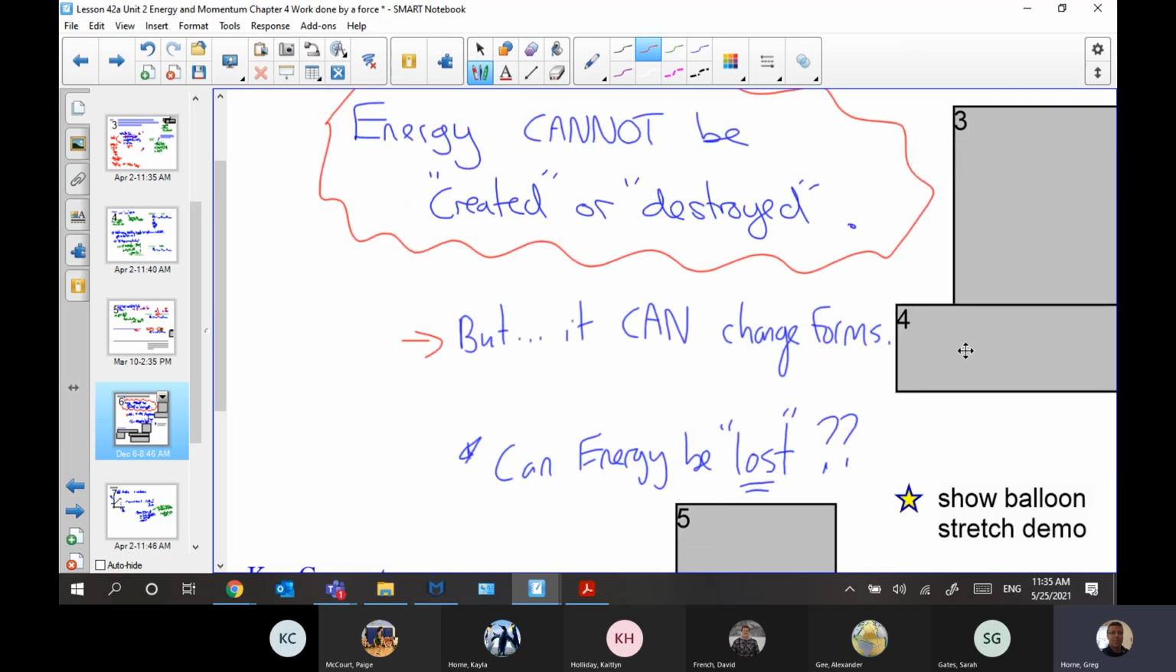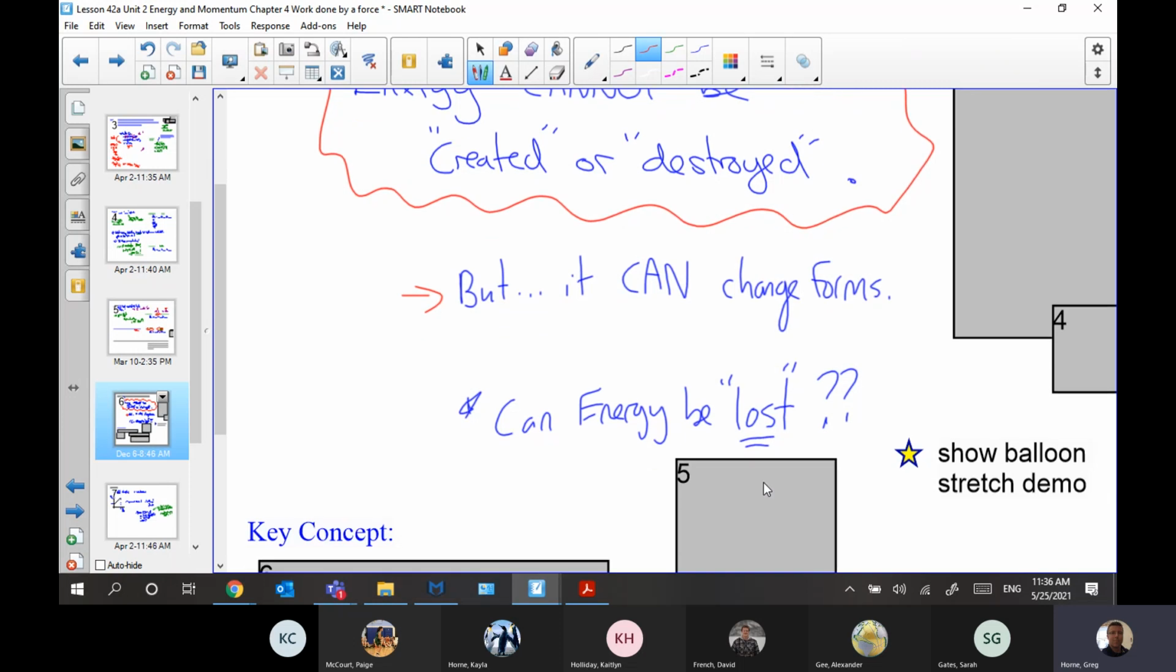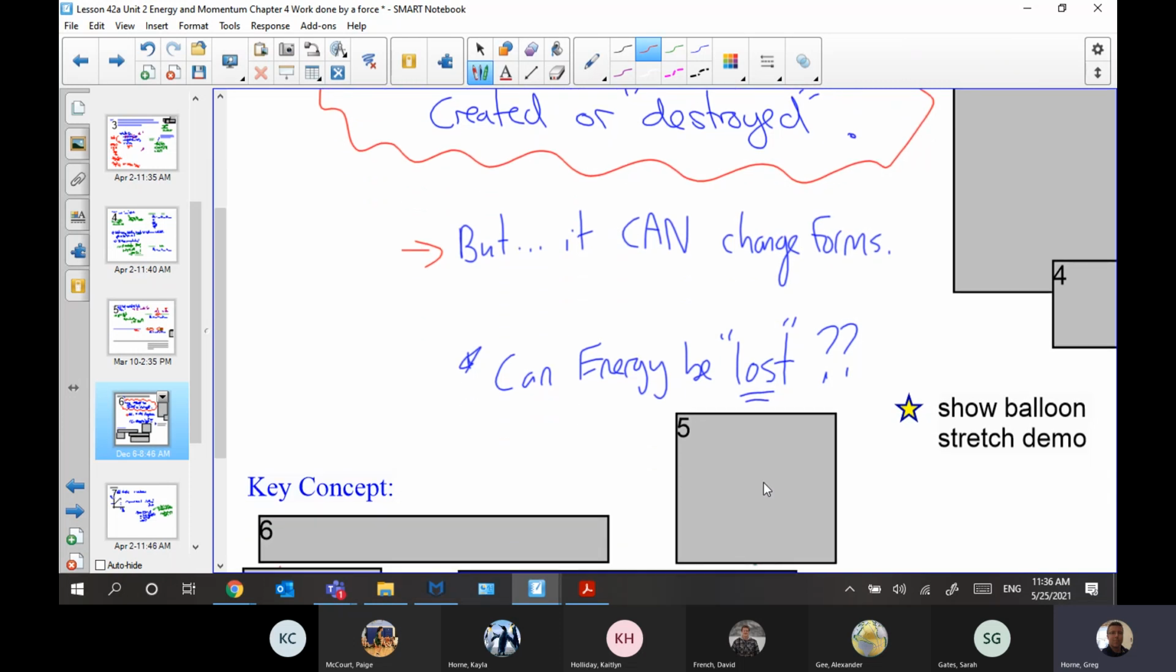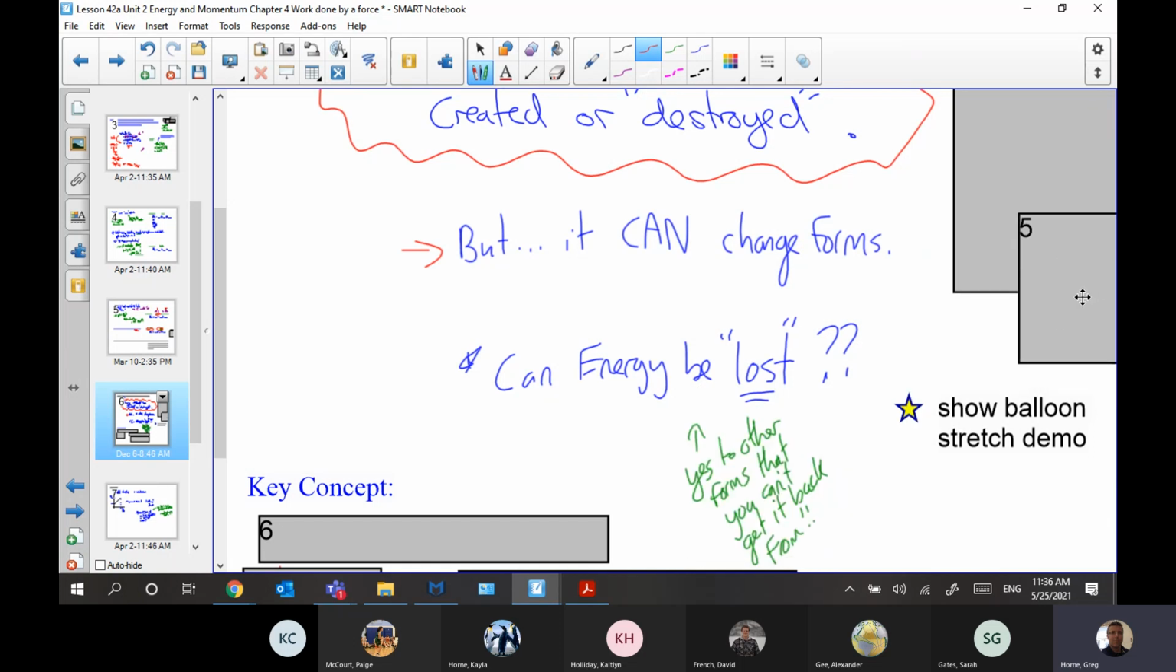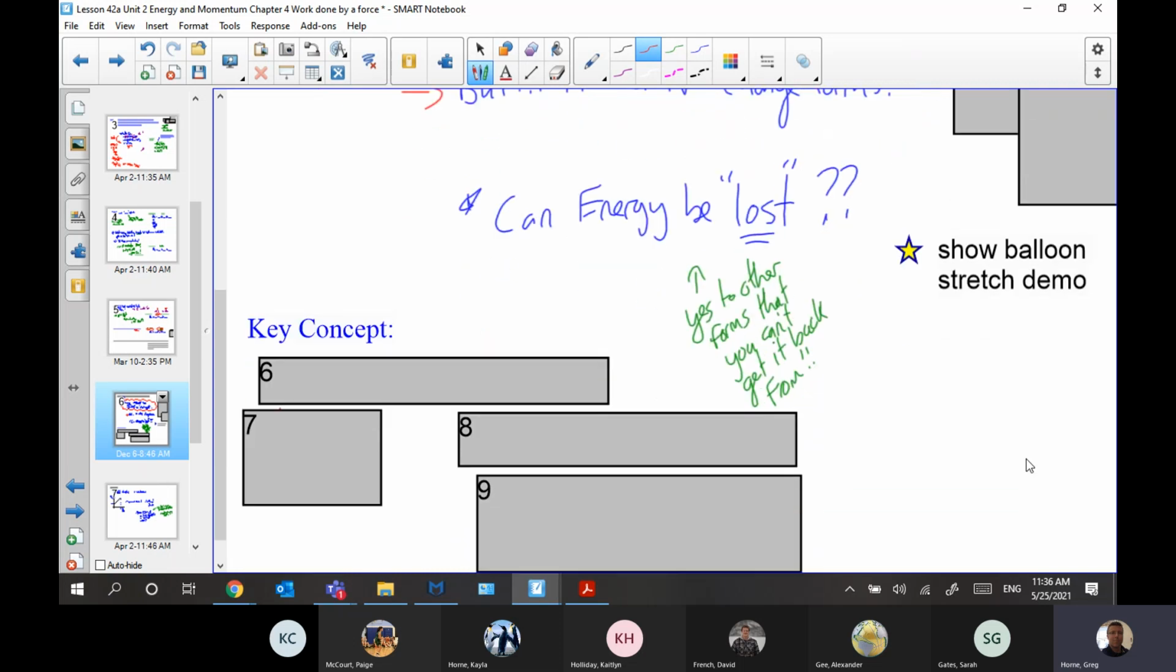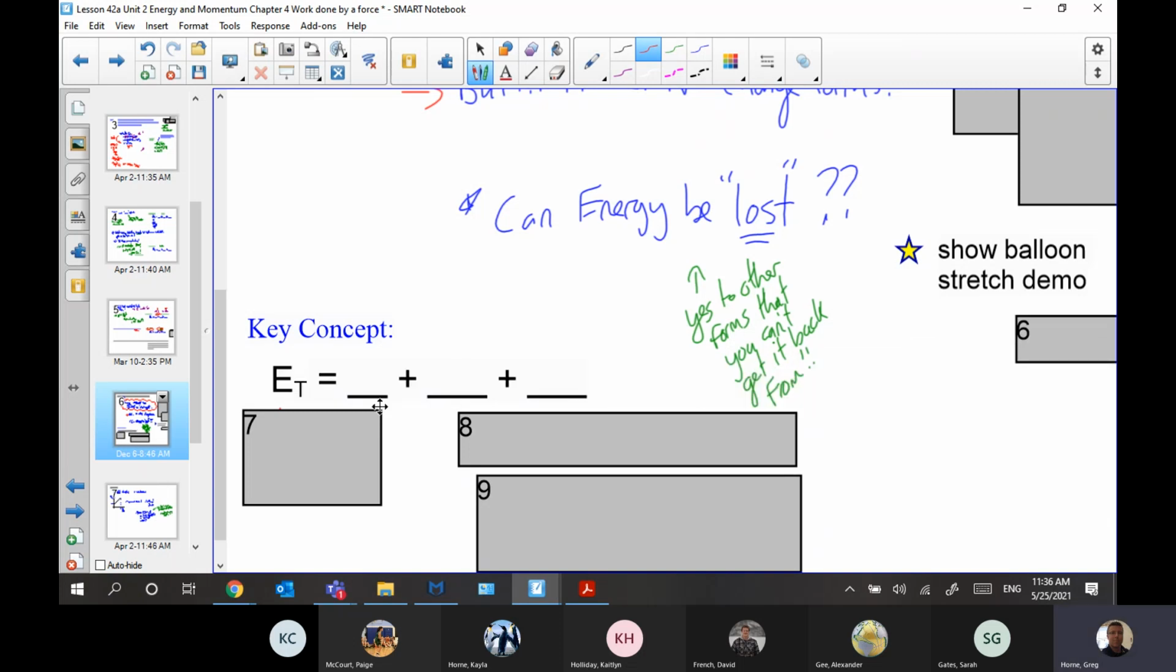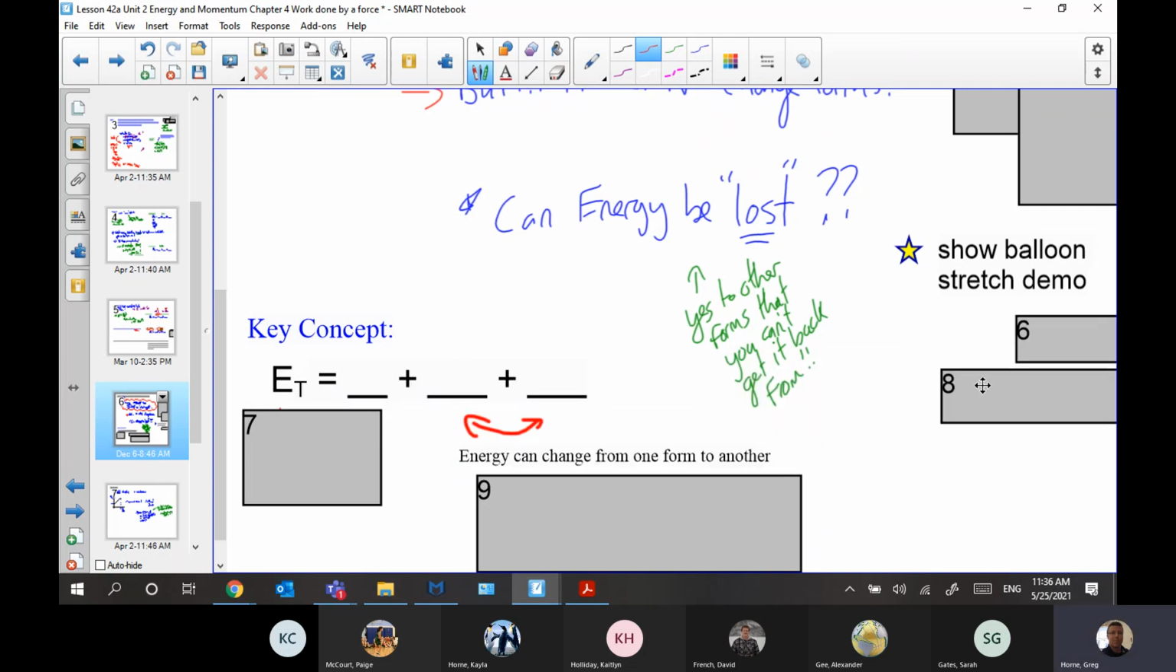It can change forms. Can it be quote unquote lost? Like, can it go to other forms and you can't find it anymore? Yeah, but it's not created or destroyed. The energy still exists. So it definitely can seem like energy was lost because it can go to other forms and you can't get it back very easily. So it's lost, right? Happens all the time with friction. Goes to heat, dissipates into the universe, hard to get it back, right?